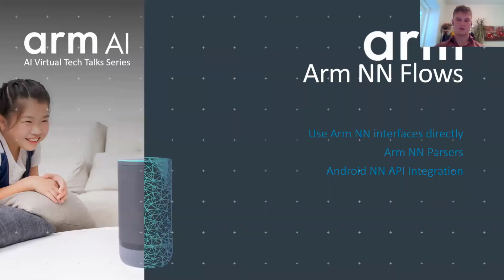So now we'll talk about the three main ways that you can use ARM-NN. The first will be using ARM-NN interfaces directly. The second is through the ARM-NN Parsers, which give you access to third-party open source frameworks such as TF Lite. And then we'll go through how to use the Android NN HAL driver to integrate with the Android NN API.